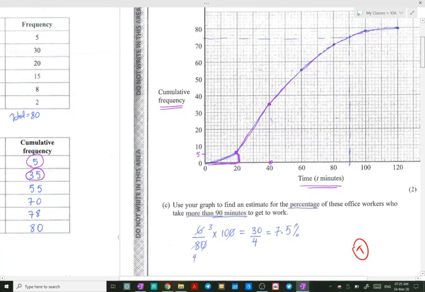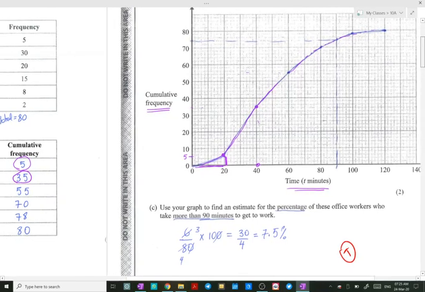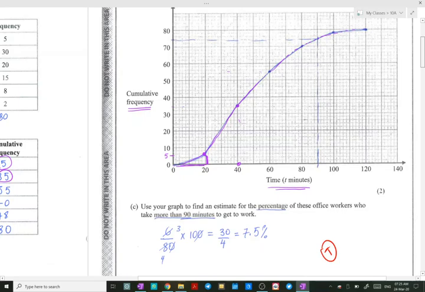Part C, use your graph to find an estimate for the percentage of these office workers who take more than 90 minutes to get to work. So we start by pinpointing where the 90 minutes is. So between 80 and 100, halfway is where 90 is situated. And then you draw a line so that it will intersect the graph.